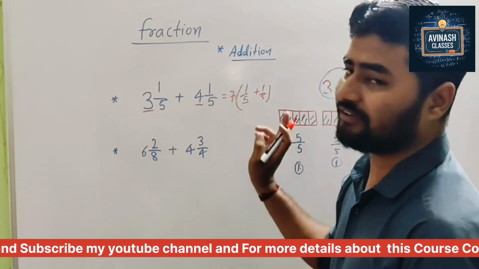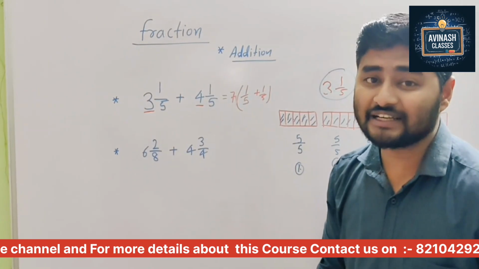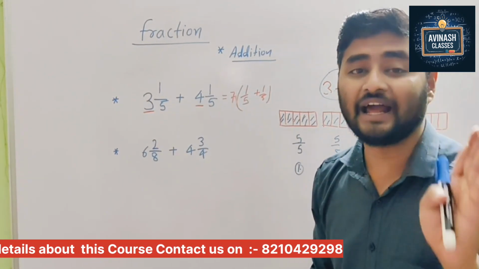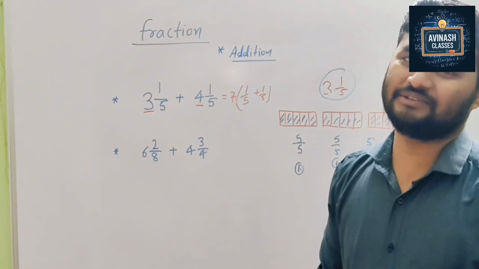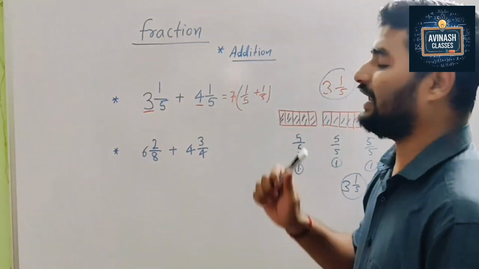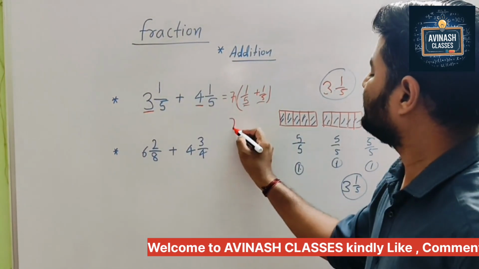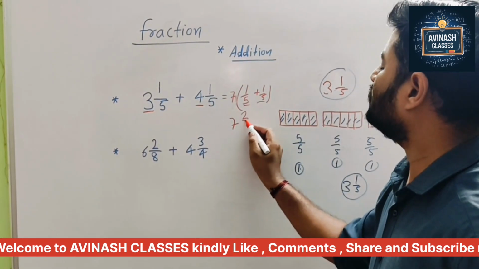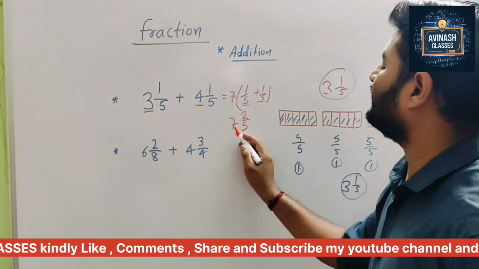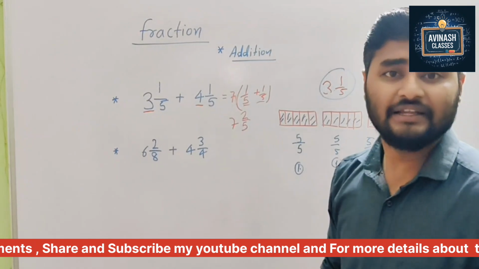Now this is a like fraction. We know what a like fraction is. Sir, fractions that have the same denominator. So here, see, 5 and 5. So simply add: 1 plus 1 is 2, 2 by 5. So what is our answer? 7 2 by 5. Really, it's very easy, isn't it?